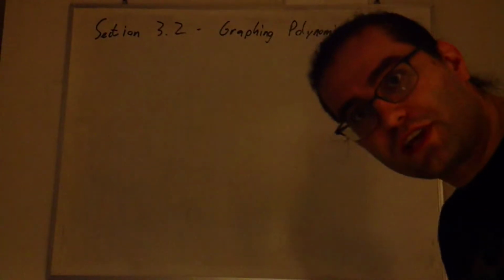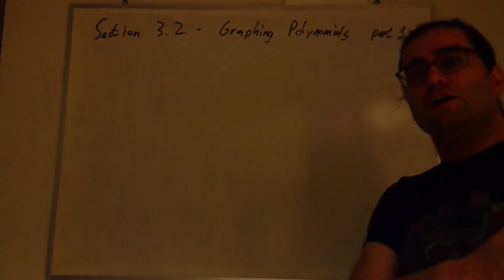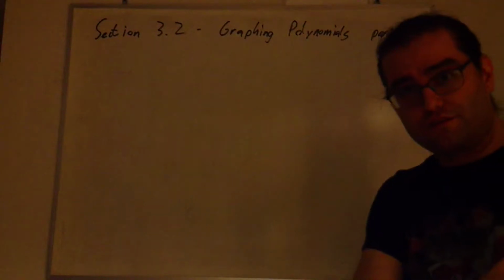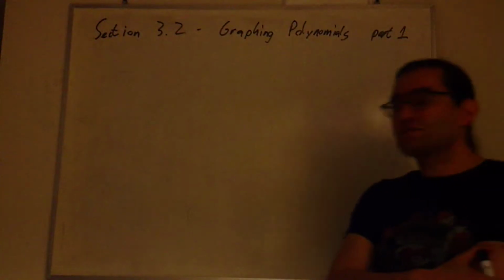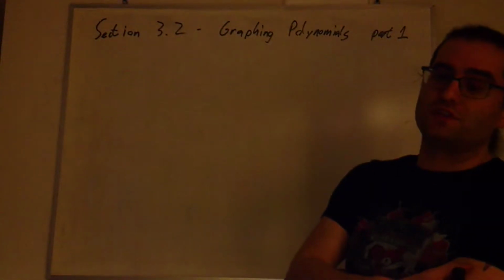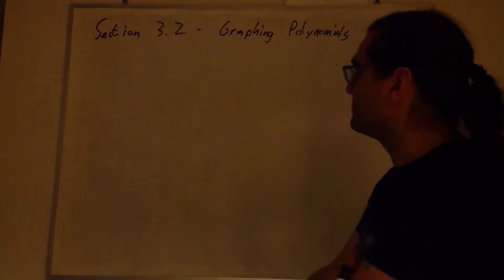Welcome back once again. We are starting off with section 3.2. We're done with chapter 2. It's time that we get to the good stuff. The good stuff is graphing functions. The first kind of function we're going to graph are called polynomials, which are some of my favorite functions to graph. They're pretty fun. I like them.